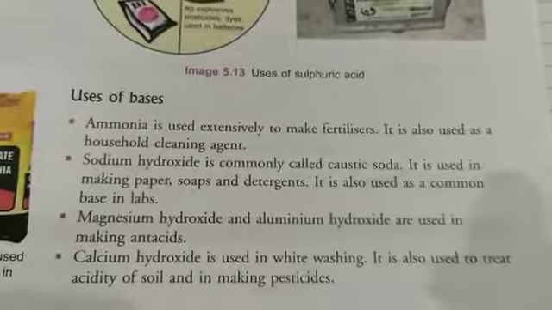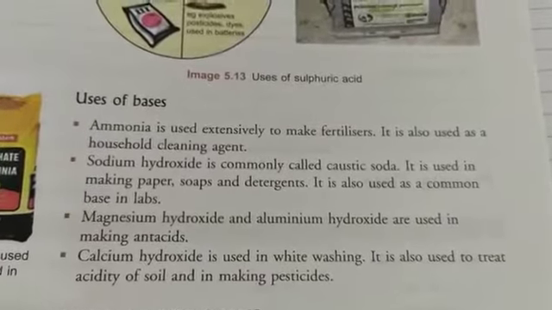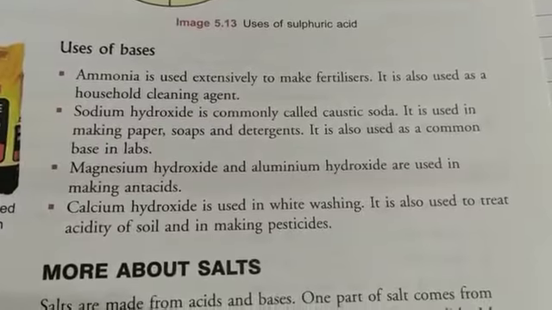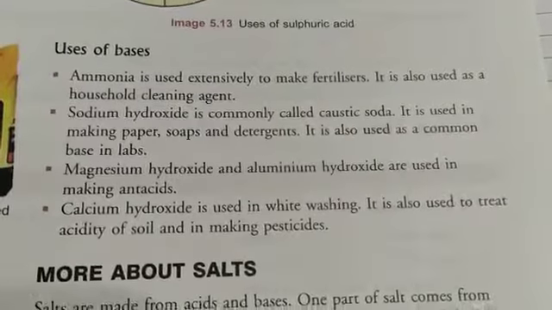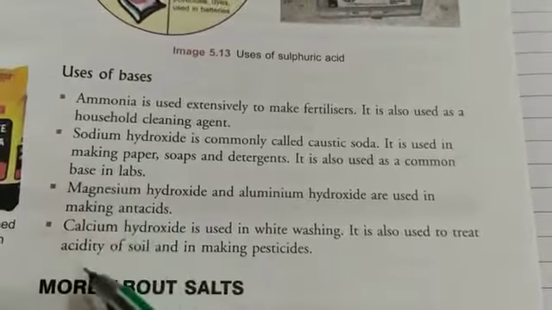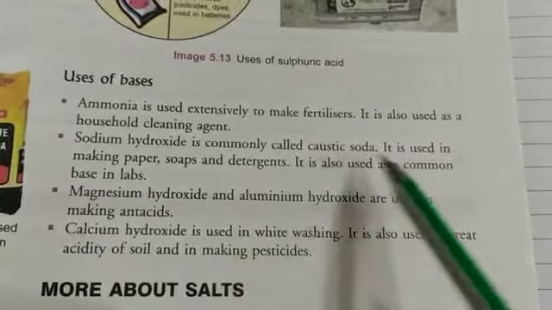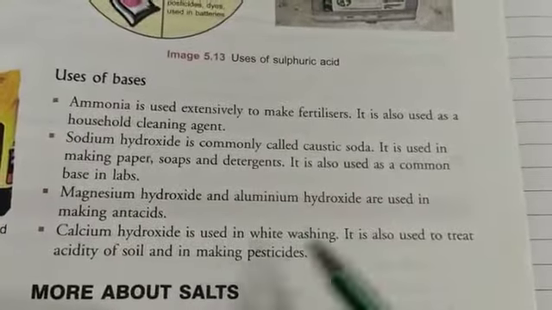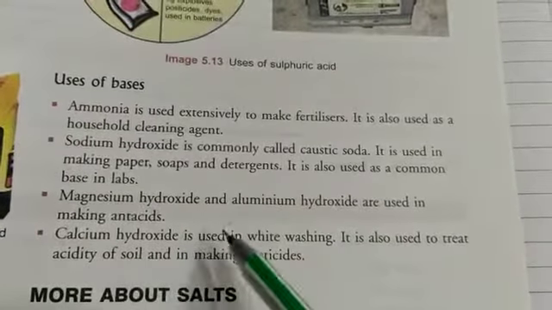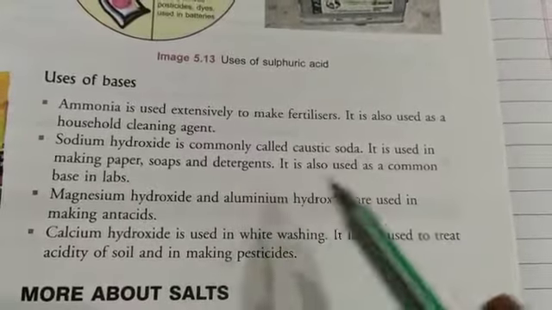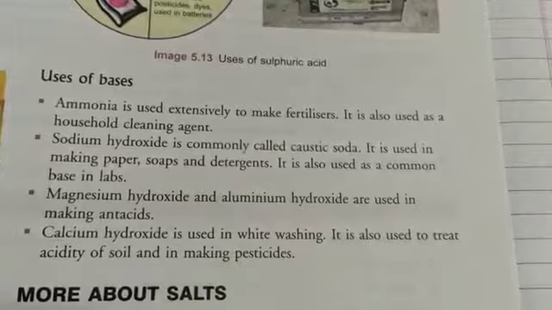Next are the uses of bases. Like acids, many bases are also very useful to us. Ammonia is used extensively to make fertilizers. It is also used as a household cleaning agent. Then sodium hydroxide is commonly known as caustic soda, and it is used in making paper, soaps and detergents. It is also used as a common base in the lab.